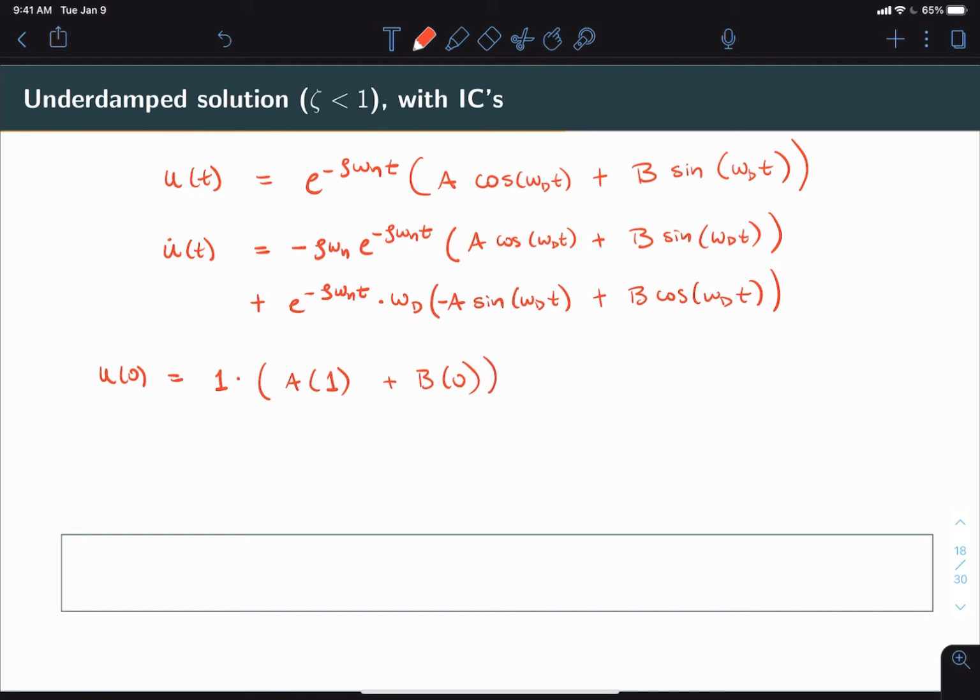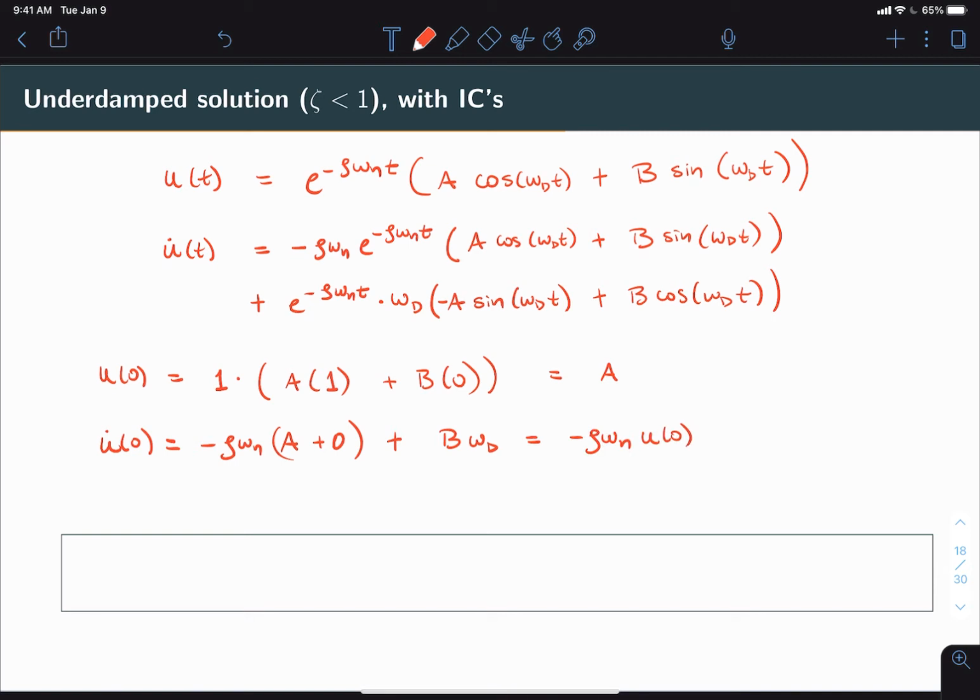Sine of 0 is 0. So A equals the initial displacement. And second, we plug in 0 to the expression for velocity. In that case, we get negative zeta omega n times A. Right, sine of 0 again is 0, plus B times omega d.